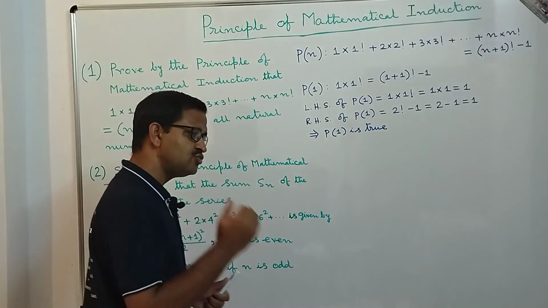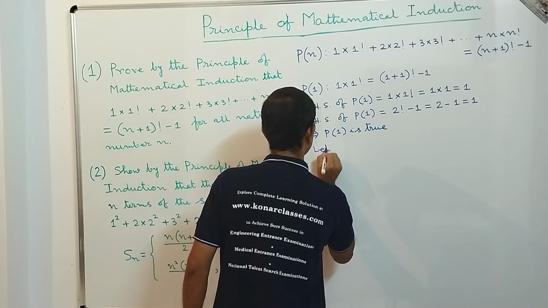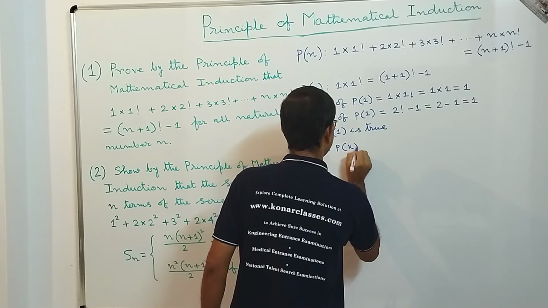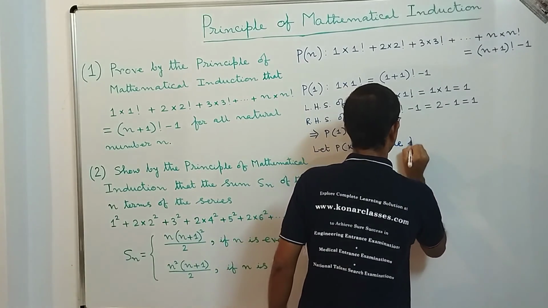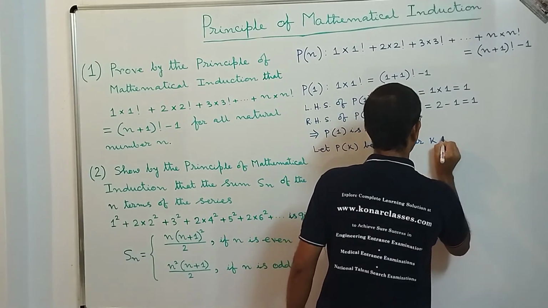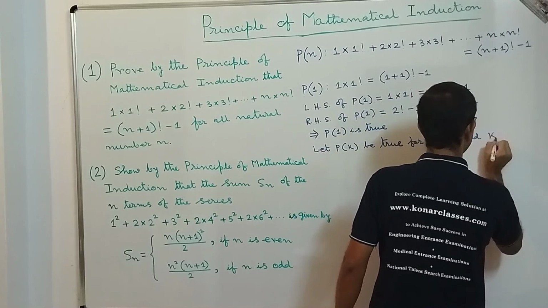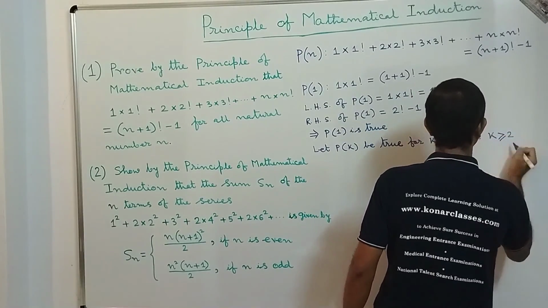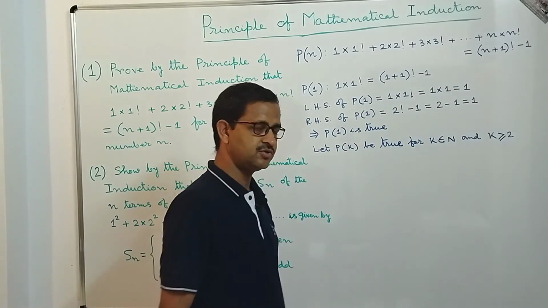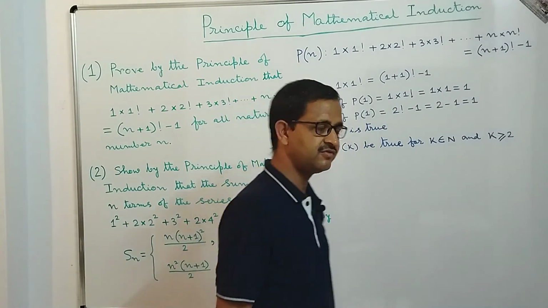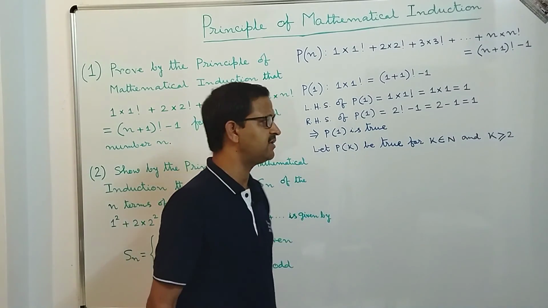Now let us assume that Pk is true, for k belonging to the set of natural numbers and k greater than or equal to 2. For k equal to 1 we already proved it, so we took k greater than or equal to 2. Now as we assume that Pk is true, what does it mean?